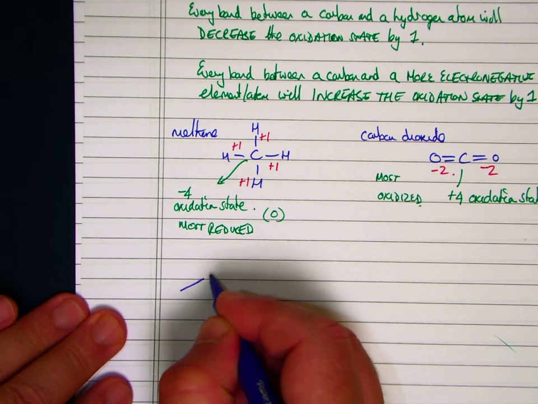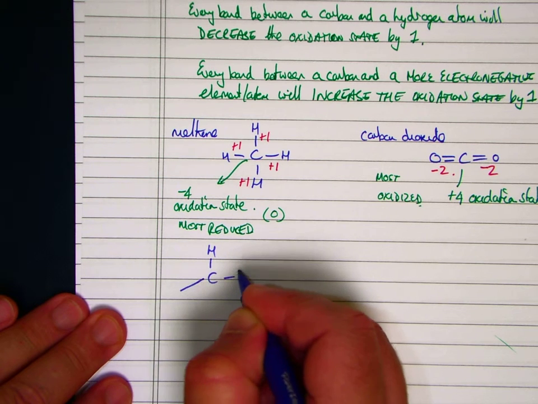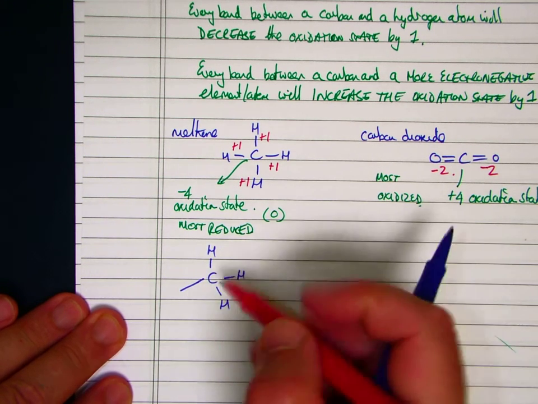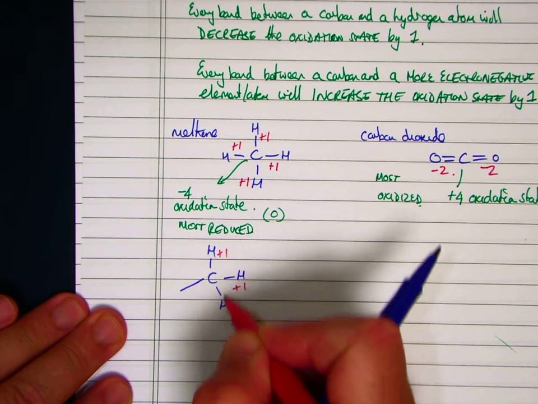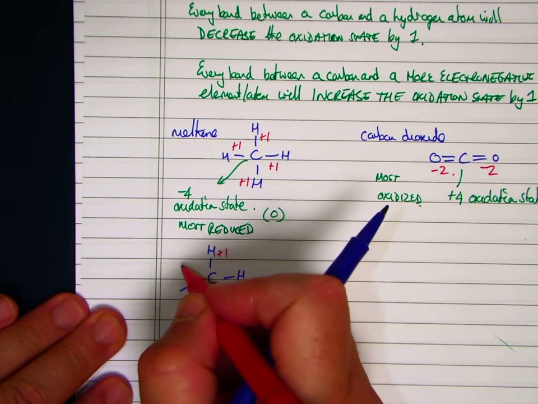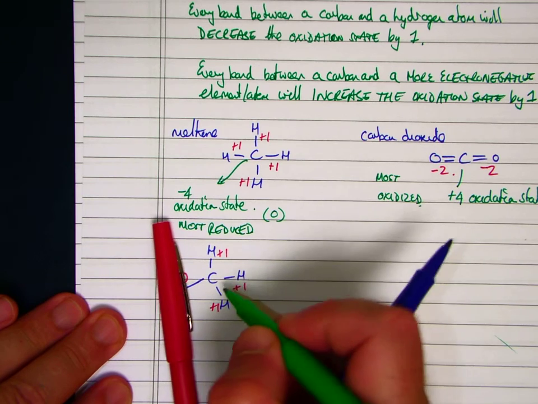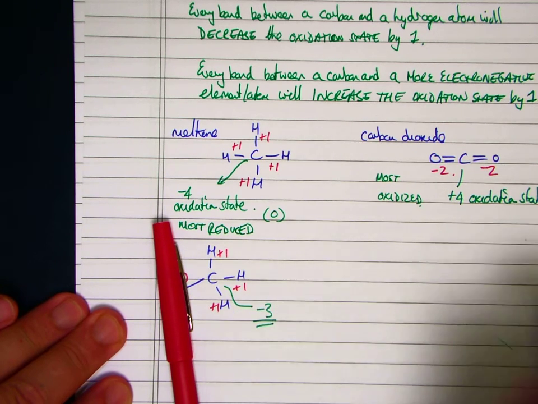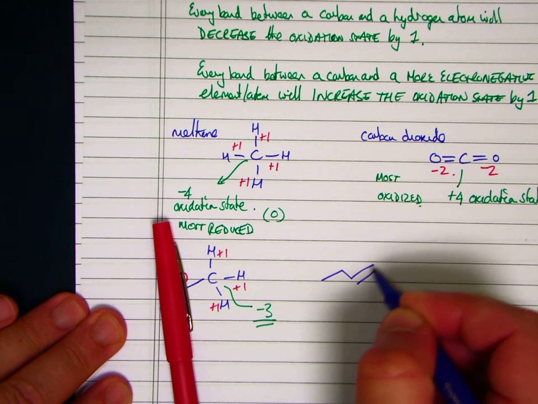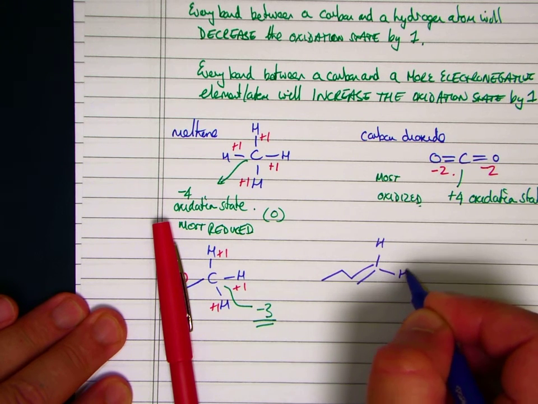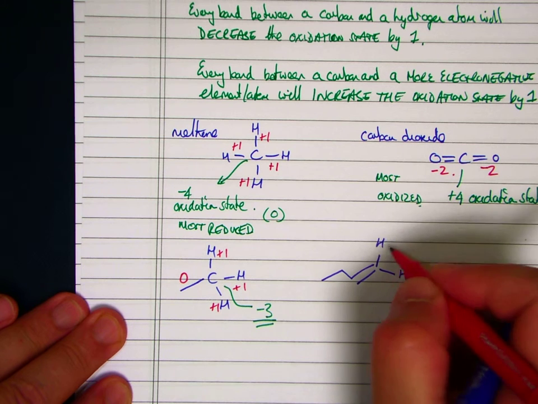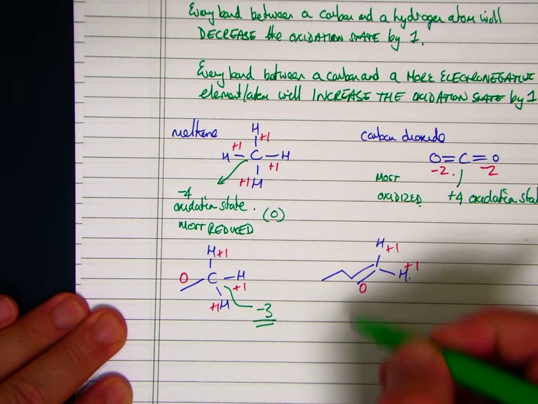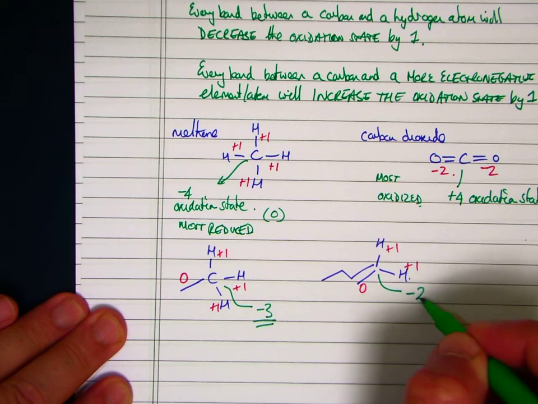If we look at a carbon attached to a terminal end, obviously now this is +1, +1, +1, and this is 0. So clearly now the carbon here has a -3 oxidation state. If we look at a double bond, we'll put 2 hydrogens on here to indicate what's going on. We have +1 and +1, and this is 0, so consequently the carbon here must be -2.